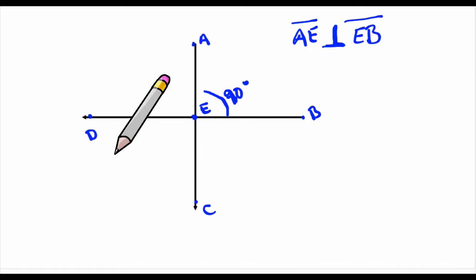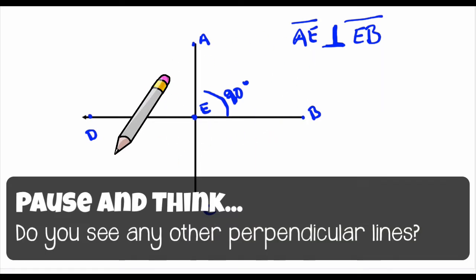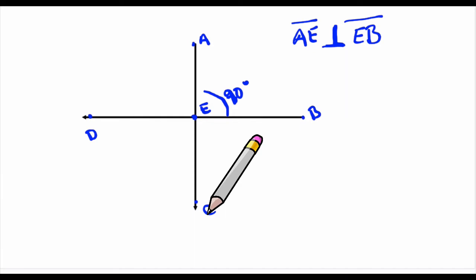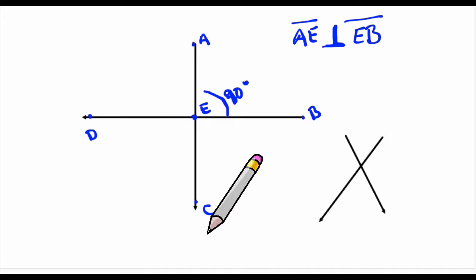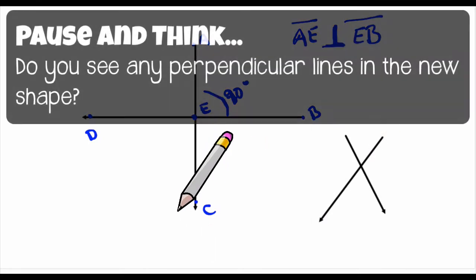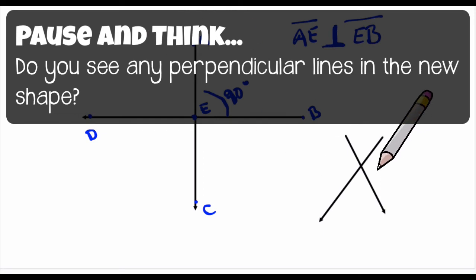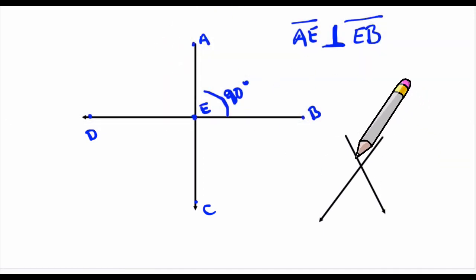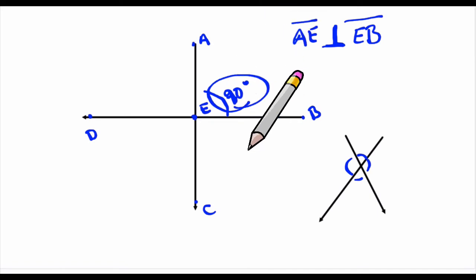Do you see any other perpendicular lines on this shape? Yeah, there's a bunch, right? C and E are perpendicular to B and E. C and E are perpendicular to E and D. There's a whole bunch on here, okay? What if I drew another shape like this? Do we see any perpendicular lines here? No, because these angles in here that are formed are going to be either greater than or less than 90 degrees. They're not going to be 90 degrees exactly. We need 90 degrees exactly in order for them to be perpendicular.